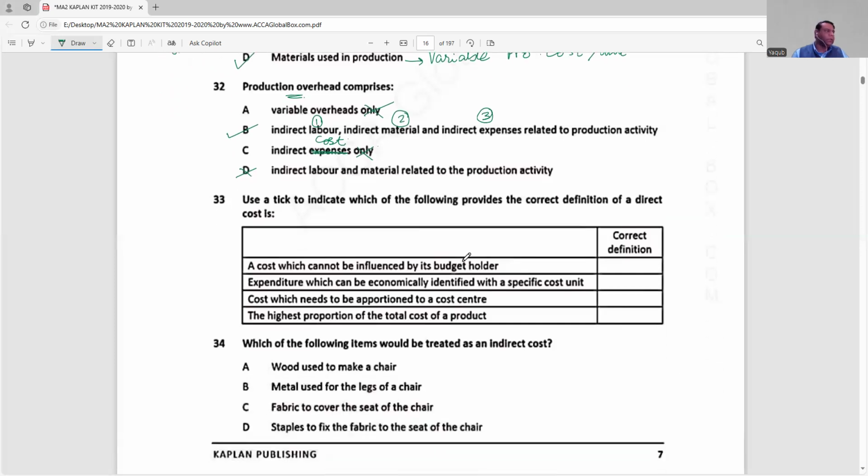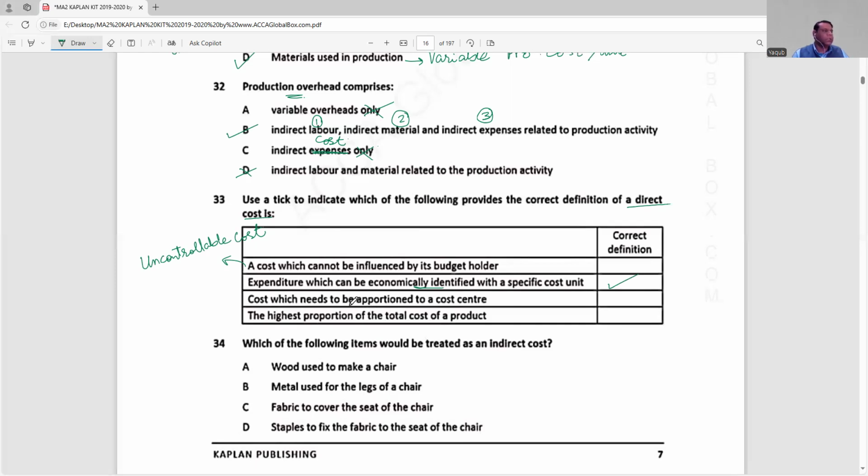Don't forget this. Use a tick to indicate which of the following provides the correct definition of a direct cost. A cost which cannot be influenced by its budget holder. This is not the definition of direct cost, but it is the definition of uncontrollable cost. So if I change my question and ask what is uncontrollable cost, this statement will be considered correct. Expenditure which can be economically identifiable or easily traceable with a specific unit is called what?